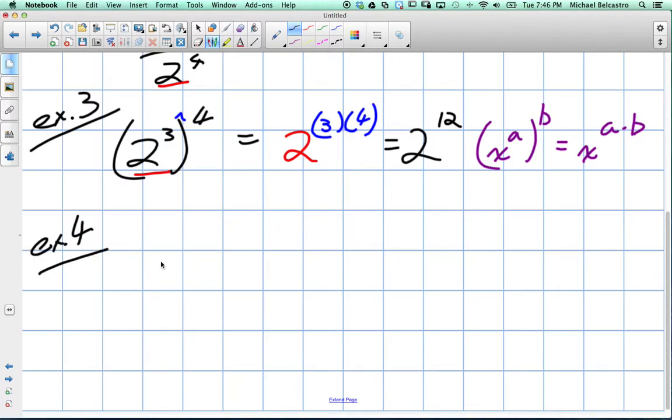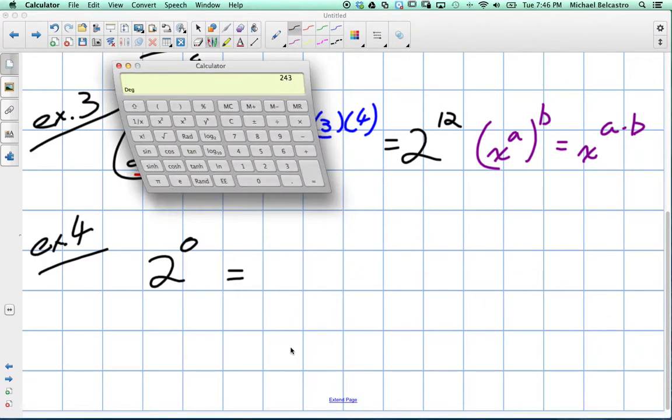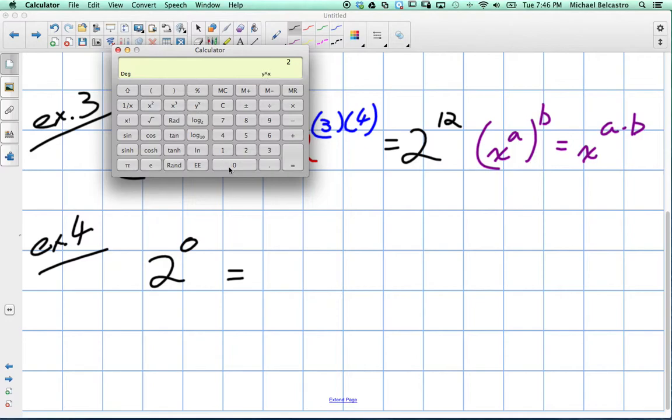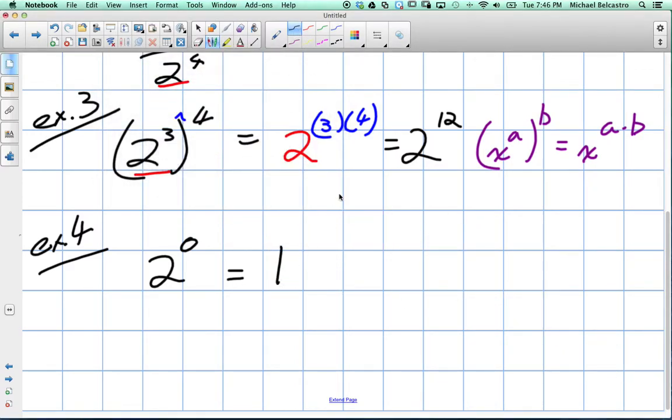What about 2 to the power of 0? Do you happen to know what that equals? The power of 0? Let's put it in a calculator. Okay. 2 to the power of 0 equals 1. Let's try 5 to the power of 0. 1. Yeah. It's always going to equal 1. So let's build a rule. X to the power of 0 is always equal to 1. Okay.